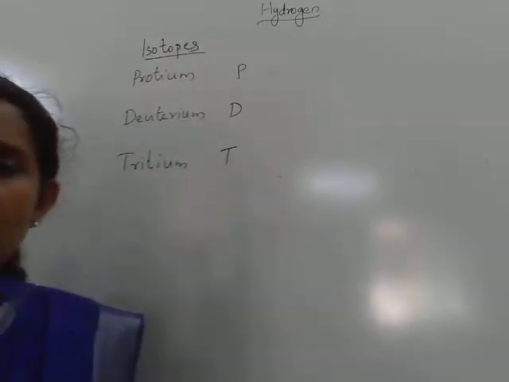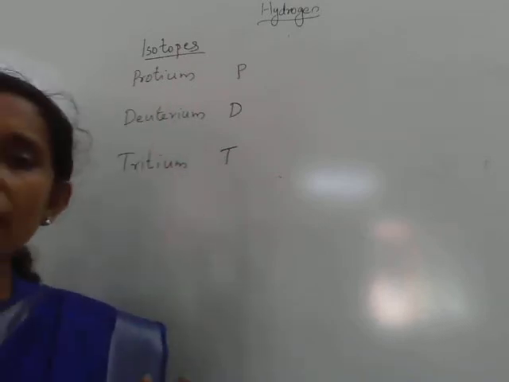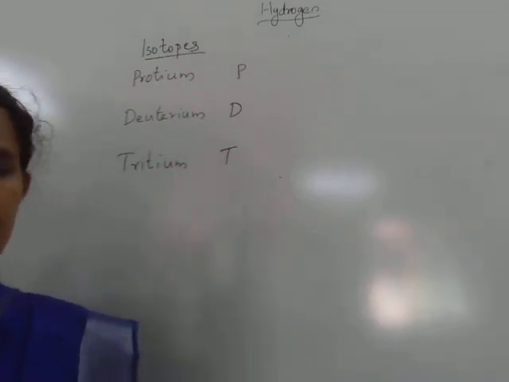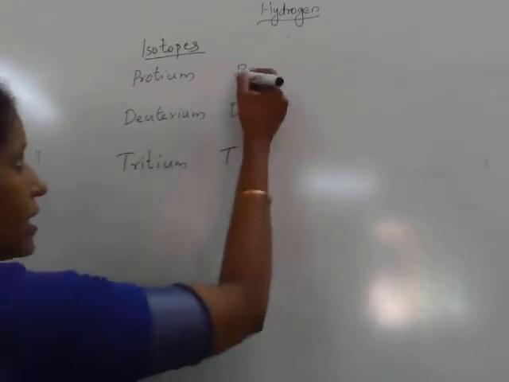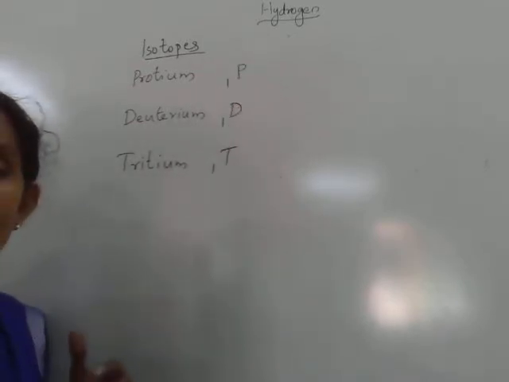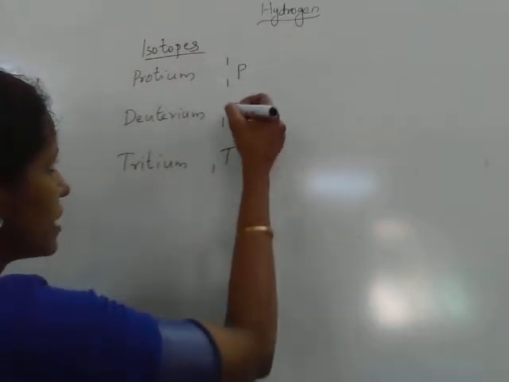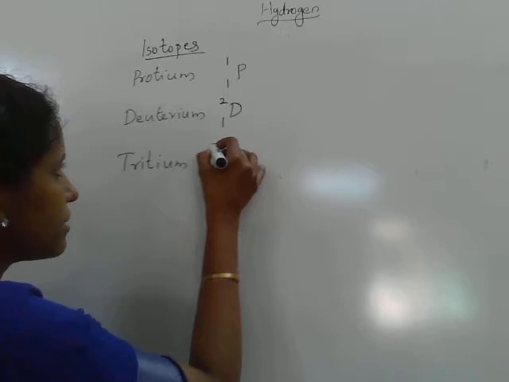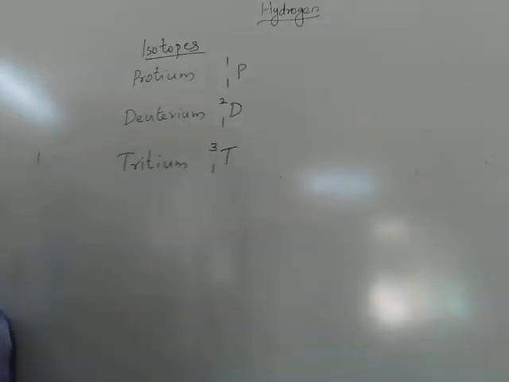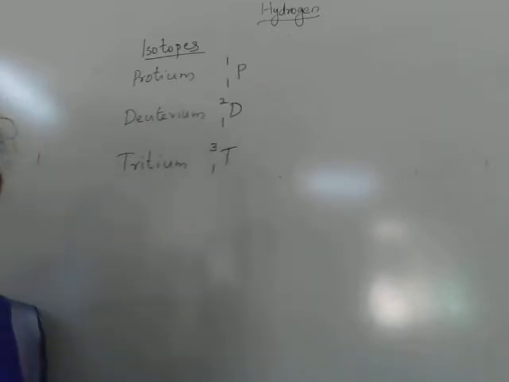We know isotopes are atoms of the same element. So all the 3 are atoms of hydrogen. They have the same atomic number, that is 1, but the mass number is different. For protium, mass number 1, deuterium 2, tritium 3. So isotopes are atoms of the same element having the same atomic number but different mass number.